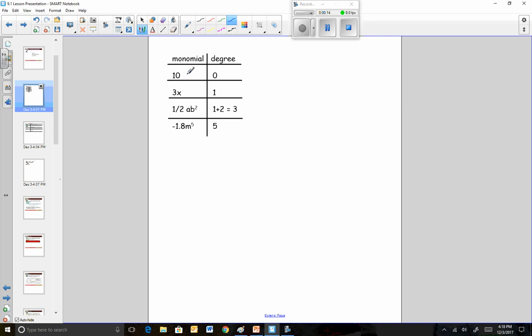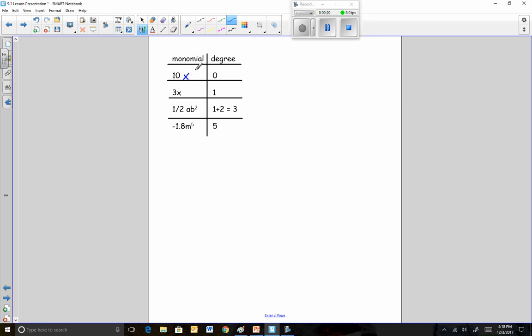It has an exponent of 0 because if we actually put a variable here and put a 0, that would make this 1 times 10, which would be 10. So we consider the degree 0 when you have a basic number, or what is also known as a constant.